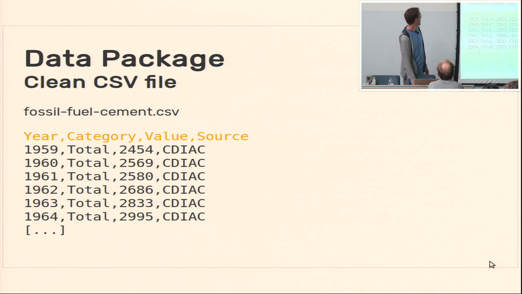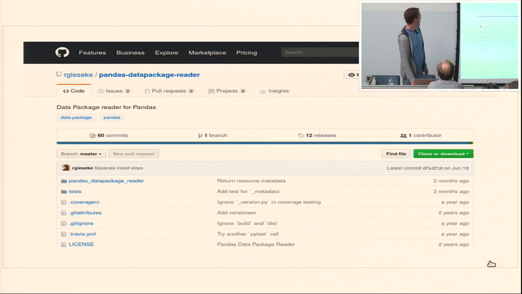And to make it even simpler to read this, I built a little tool, Pandas Data Package Reader. It's just a wrapper around Pandas read_csv, but it makes use of the metadata information. So for example, if I have type information that a column is a date, then Pandas can make use of this information.